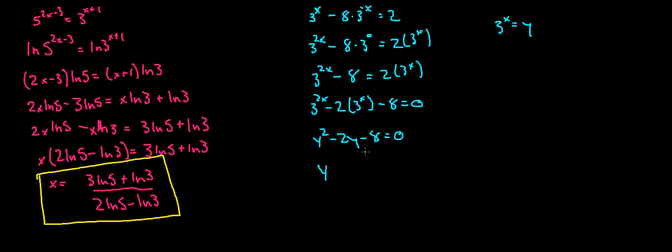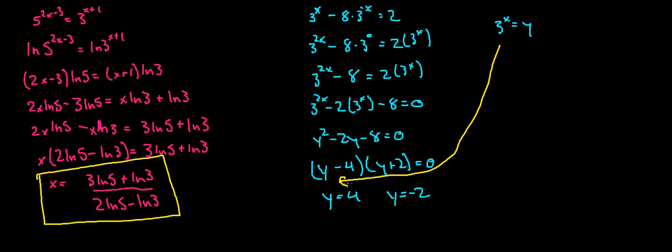Y, two numbers that multiply to be minus 8 and add to minus 2: y minus 4, y plus 2. So y is equal to 4, y is equal to minus 2. And now I resubstitute this back in here. 3 to the x is equal to 4. 3 to the x is equal to minus 2.